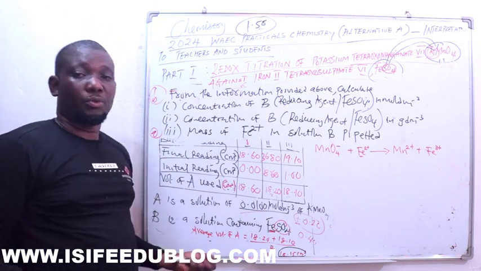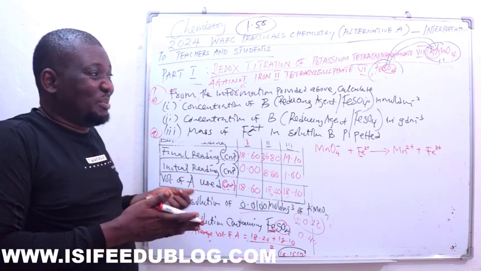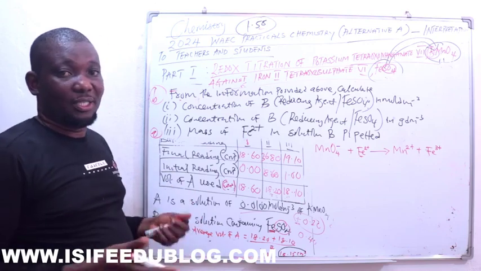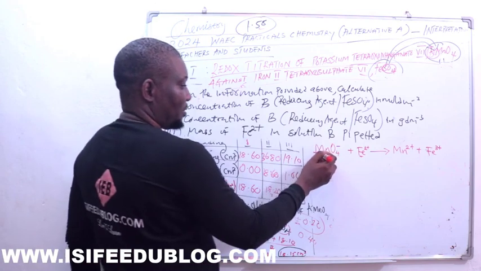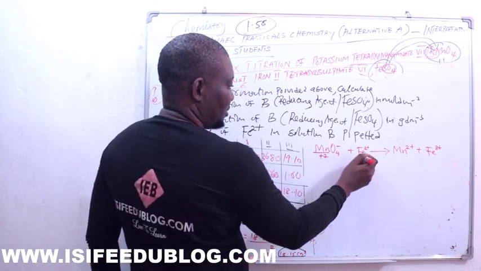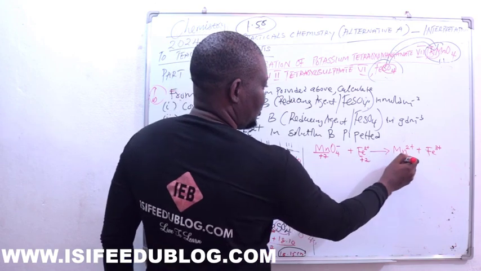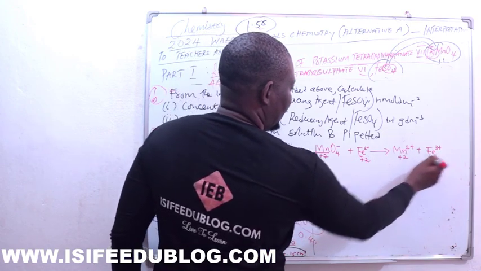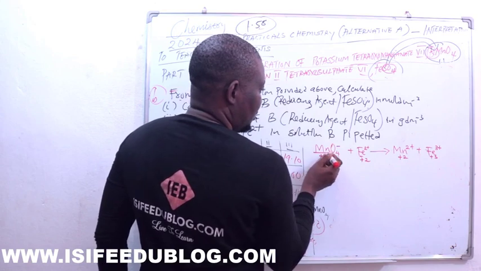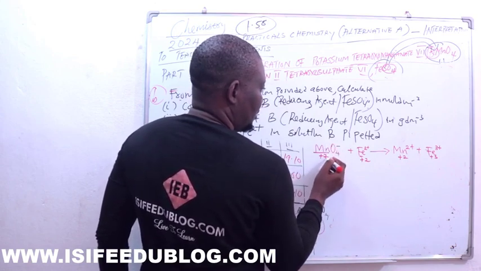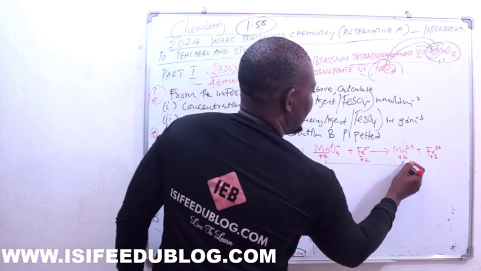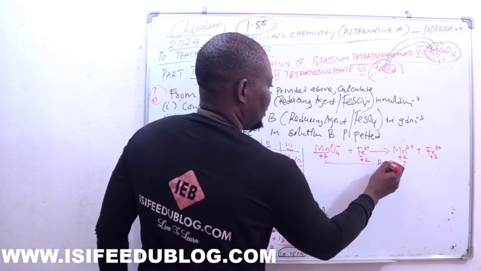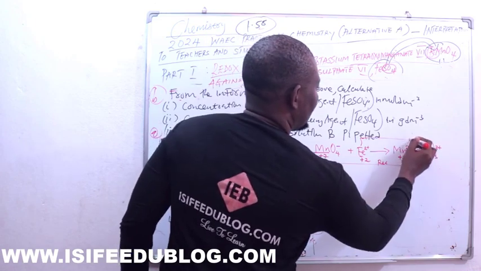It's a redox reaction. Just show the main factor in the reaction. This is +7. This is +2. This is +2. This is +3. So from here to here, there has been a clear case of reduction. From here to here, a clear case of oxidation.